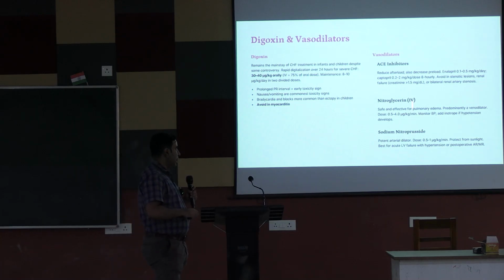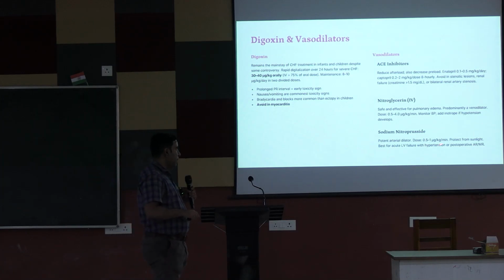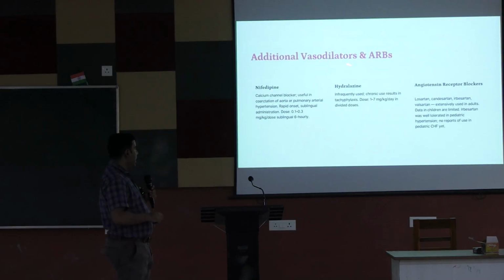Sodium nitroprusside is a potent arterial dilator. Nitroglycerin is a vasodilator and sodium nitroprusside is an arterial dilator. Dose is 0.5 to 1 microgram per kg per minute, and it is basically used in acute LV failure, acute left ventricular failure with hypertension. What are the additional vasodilators or ARB?